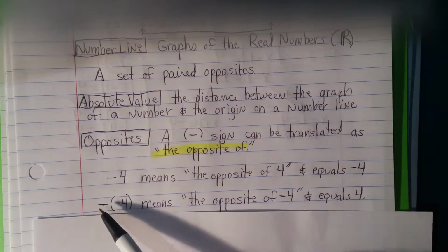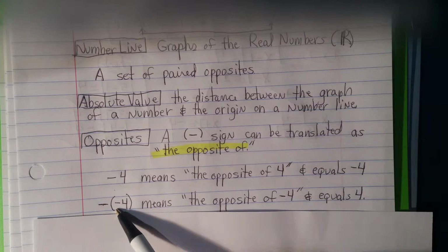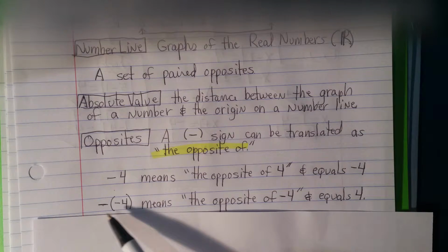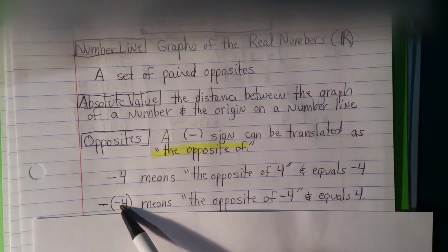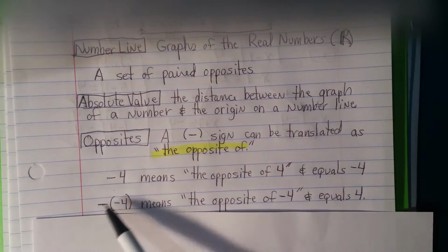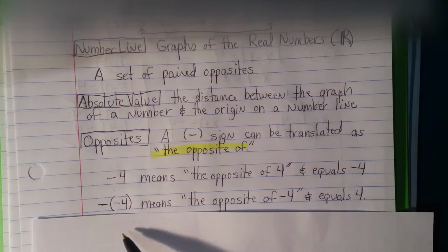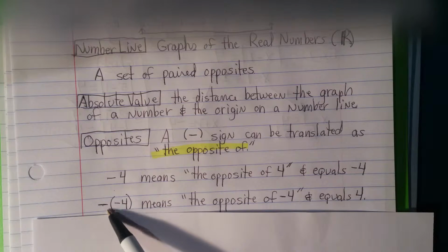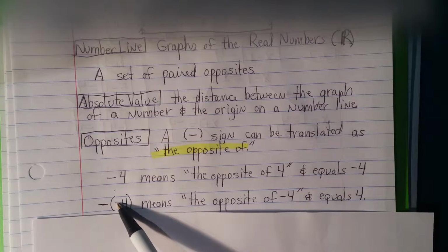And if you have -(-4), that means the opposite of -4, which equals a +4. And that's why when you have 2 negative signs right next to each other, it equals a positive, because it's the opposite of a negative.